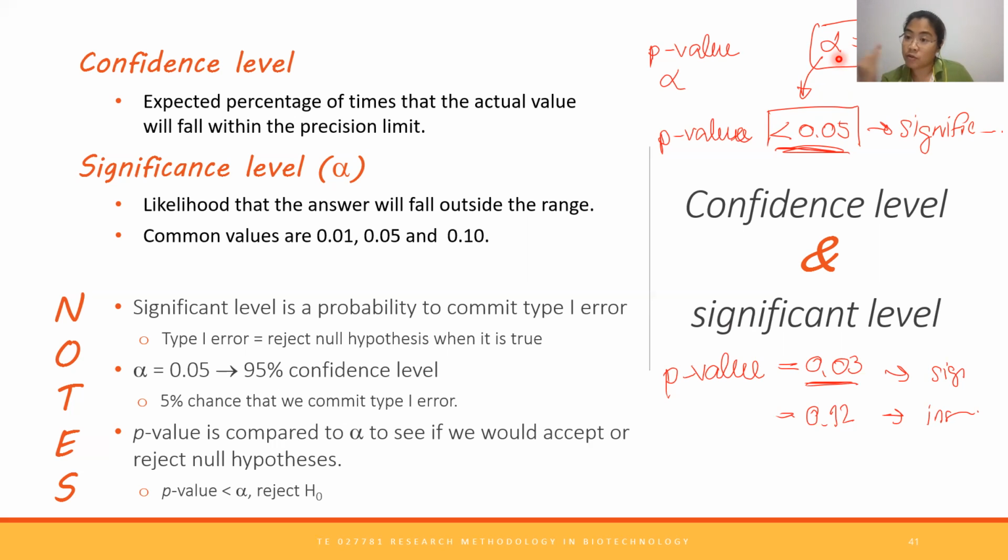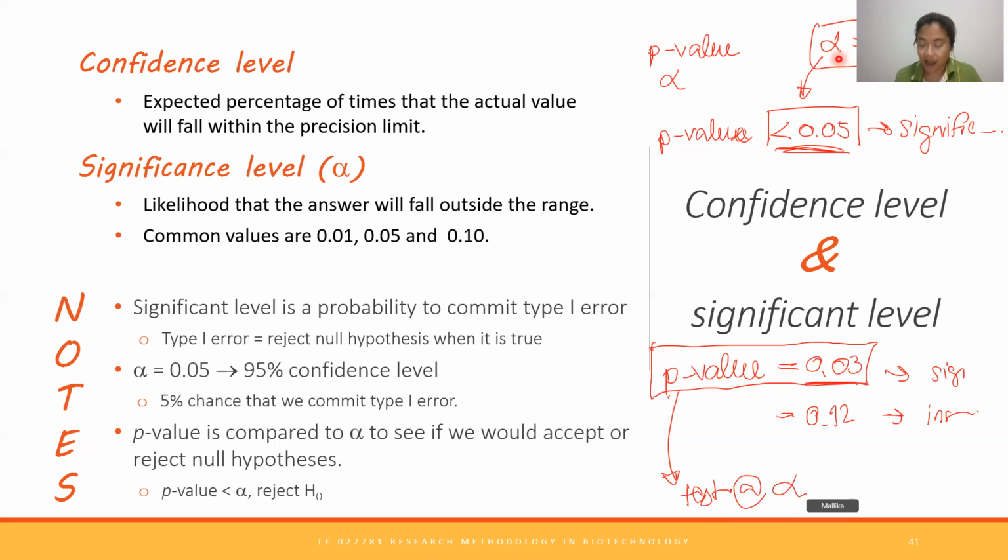The point is that if you are testing at a different significance level, for example, if you get a p-value of 0.03, but you are testing at an alpha of 0.01, so at a 99% confidence level, that means your p-value is higher than your significance level. So it's not significant anymore. It will become insignificant in this case.